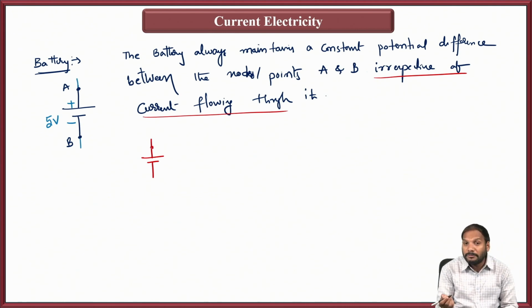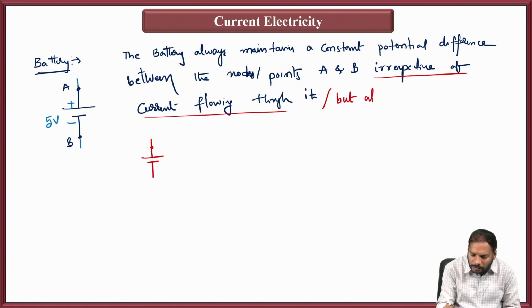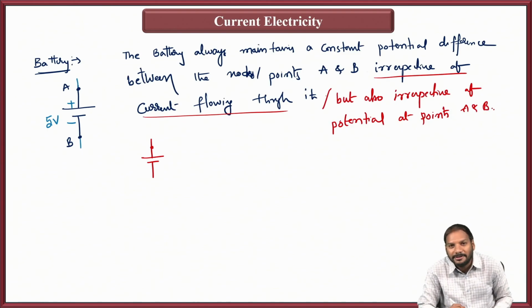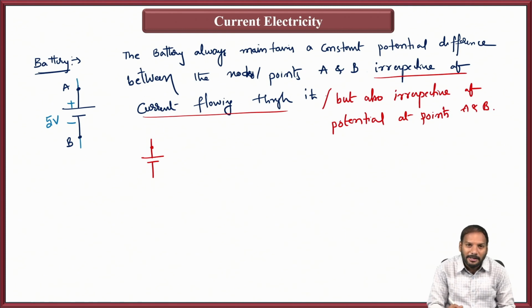And not only irrespective of the current flowing through it, but I want to add one more thing: also irrespective of the potentials at points A and B. This is quite interesting, surprisingly. So it is not only irrespective of the current flowing through the battery, but also it is irrespective of the potential at the points A and B.